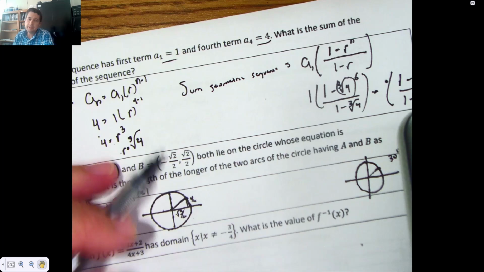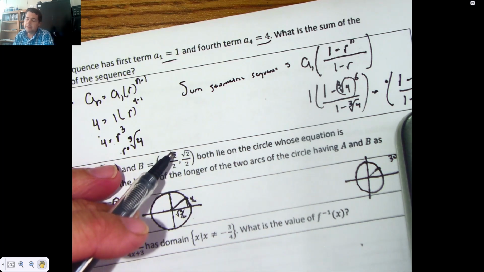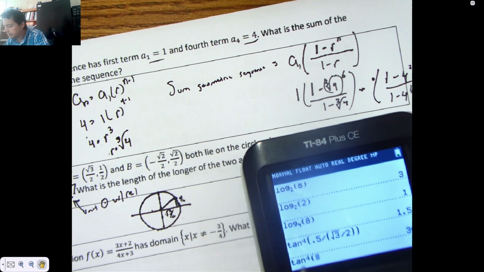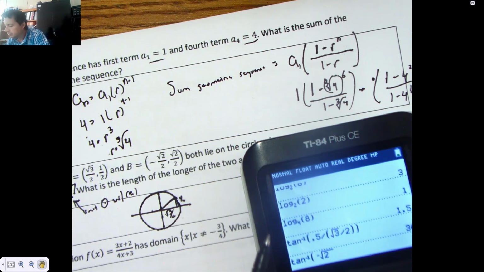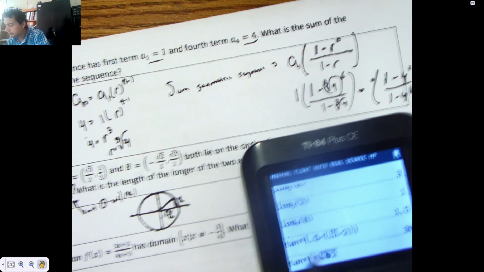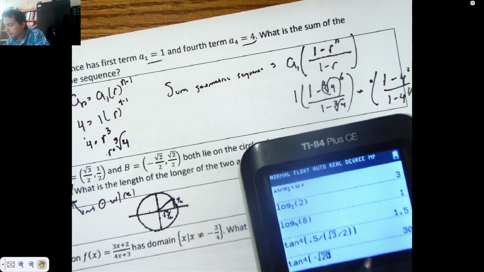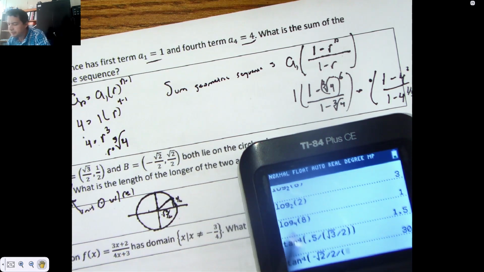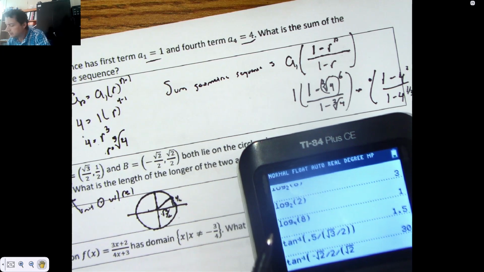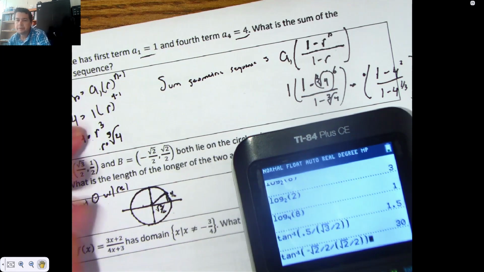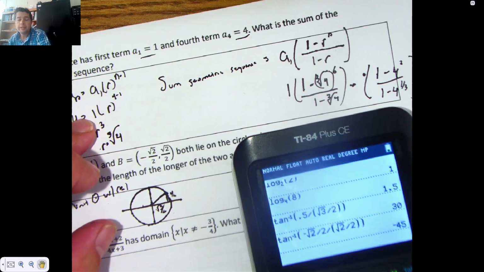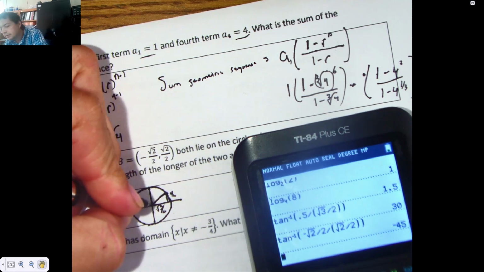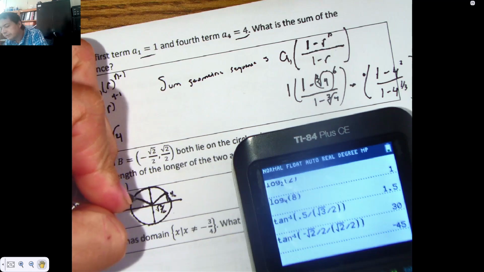This should be a 135-degree angle. The arc tangent of negative root 2 over 2 divided by positive root 2 over 2, which is negative 1, should be a 135-degree angle. Oh, they said negative 45. But that's not right because that's down here. It would be back over here.